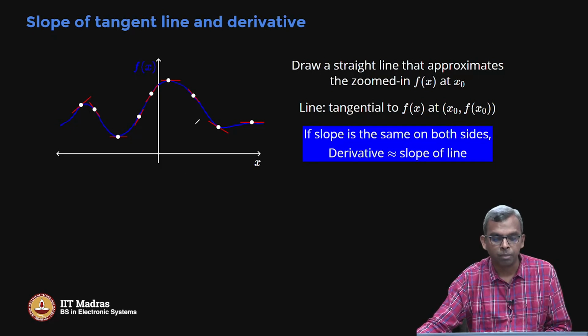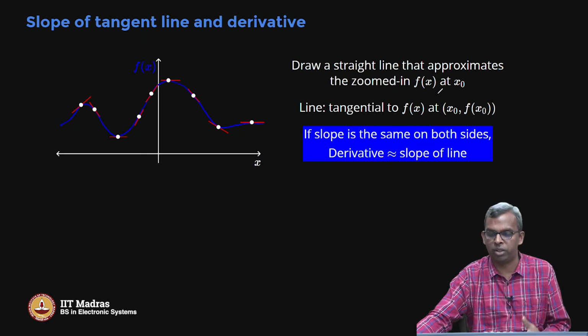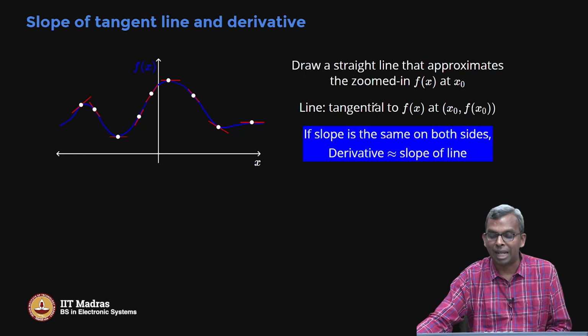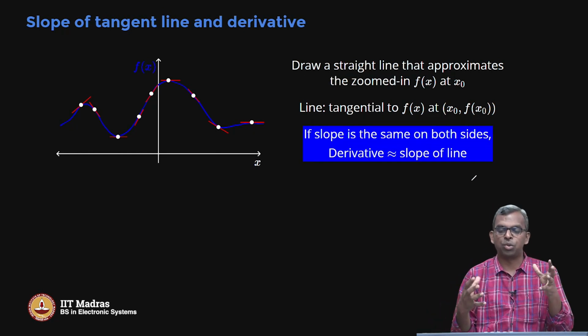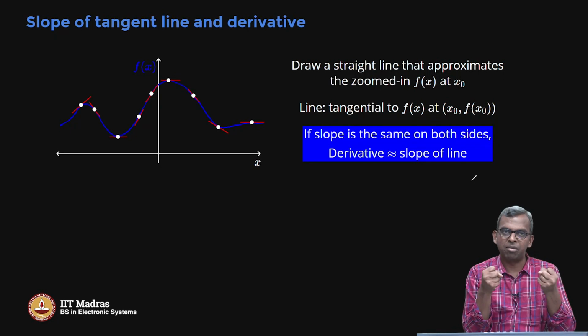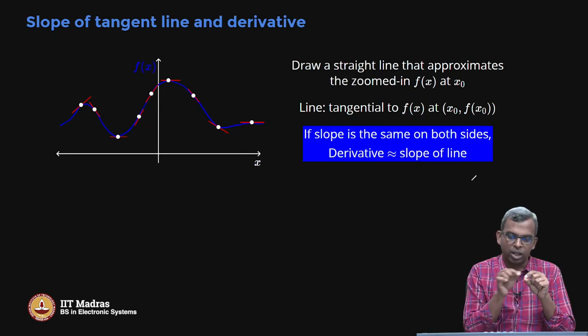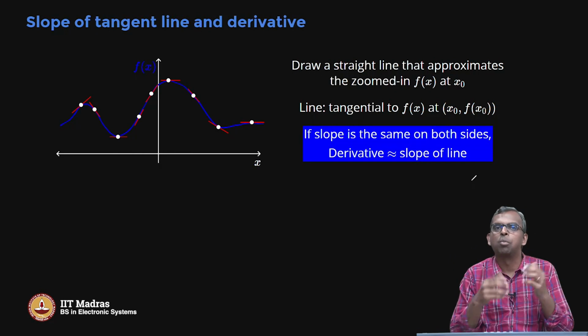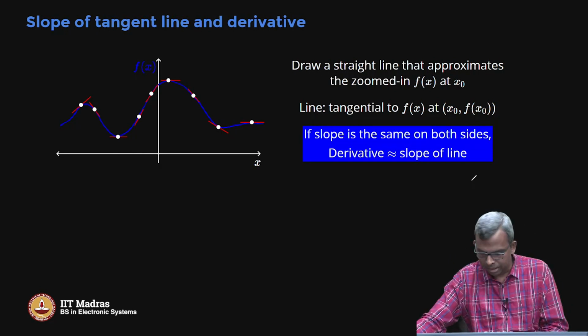Here you have a function, and I have just shown you at different points how these lines could look like. Okay. So, basically you draw a straight line that approximates the zoomed in f of x at x naught, and you end up getting a line tangential to f of x at x naught comma f of x naught, and if the slope is the same on both sides, the derivative becomes the slope of that line. So, that is the way in which to graphically compute the derivative. You zoom in on a point, and if you get a straight line, then you are done. The slope of that line is the derivative.